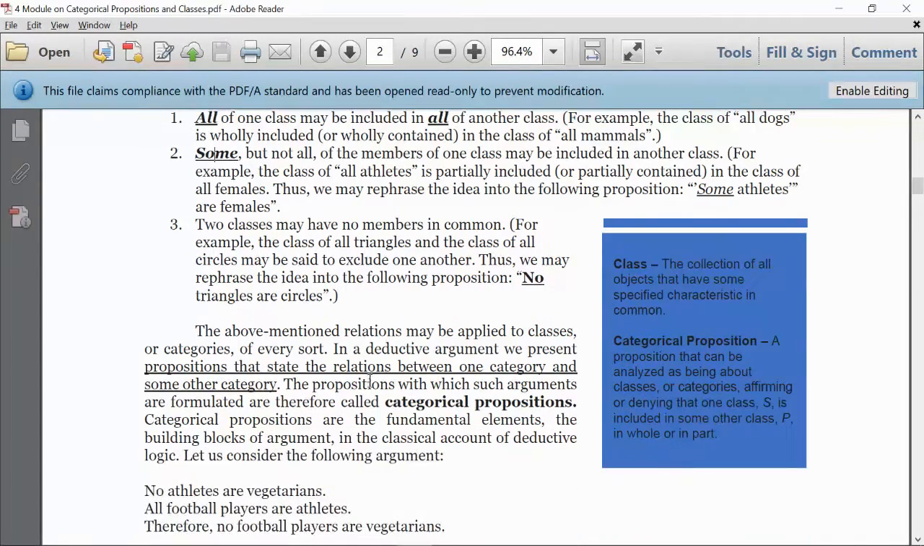So the above-mentioned relations may be applied to classes or categories of every sort. In a deductive argument, we present propositions that state the relations between one category and some other category. Hence, they are called categorical propositions. So, categorical propositions are the fundamental elements, the building blocks of argument in the classical account of deductive logic.